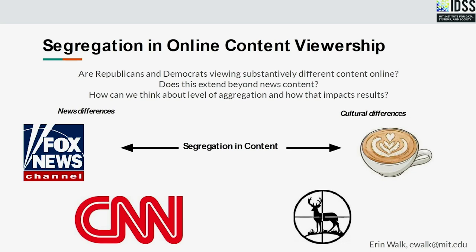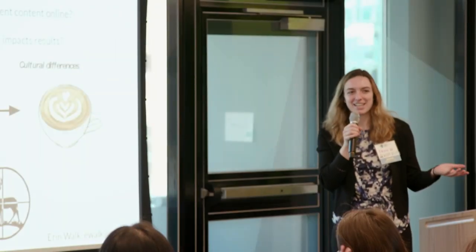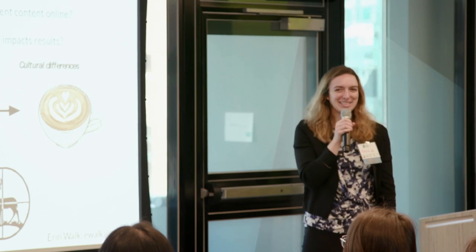So something like if we're looking at URL level analysis versus domain level analysis, is this going to change the amount of segregation we see in what people are viewing? Would love to see all of you at the poster session. If you have any thoughts, questions about this, or have access to data sets about people's partisanship, would love to talk to you.